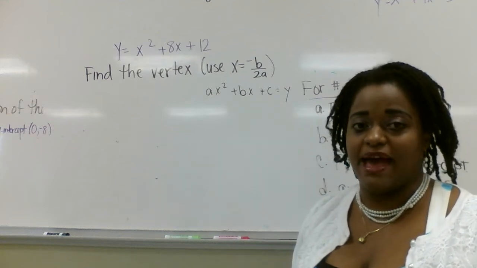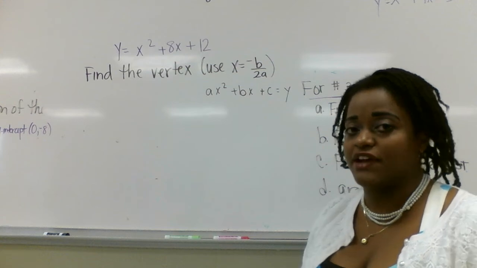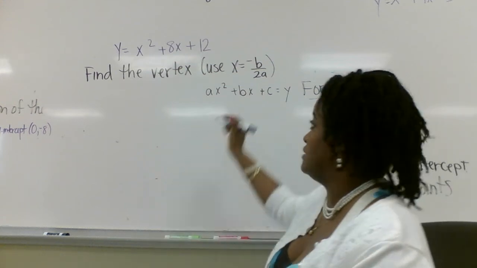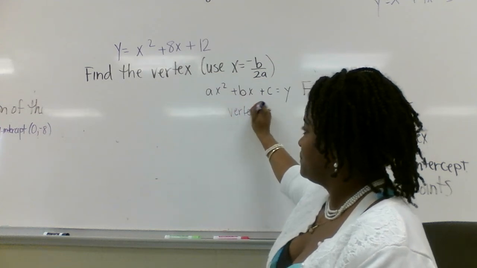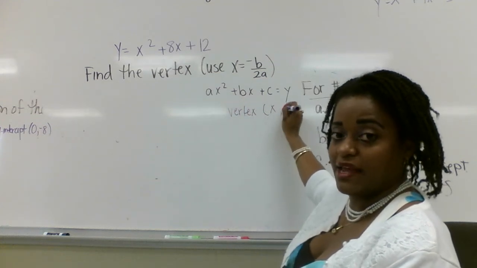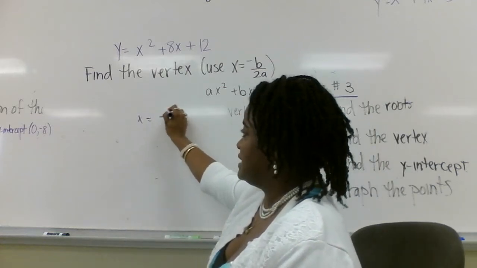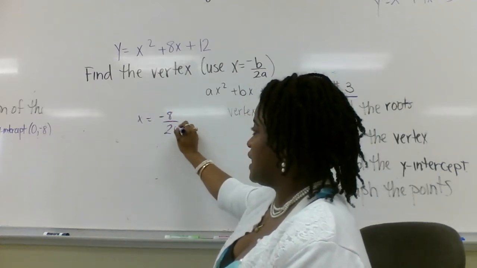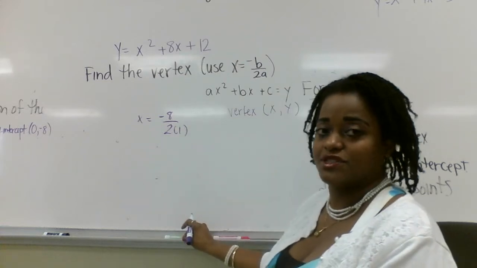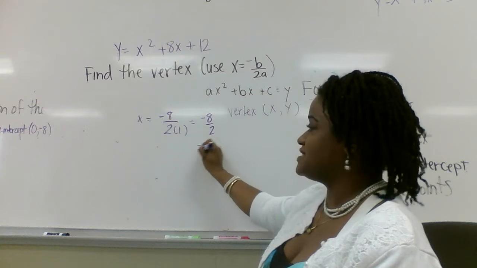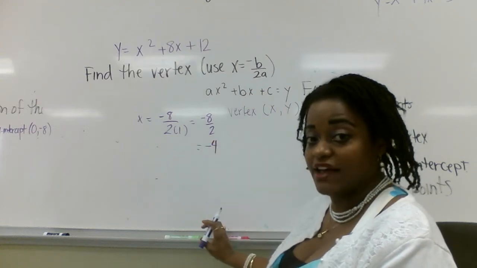So let's do some math. We're going to solve for the x value of the vertex. The vertex has to be an x and y, okay? The vertex is a point with an x number and a y number. So we're finding the x first. We do x equals negative 8 over 2 times 1. So negative 8 over 2 times 1, which is negative 8 over 2, which is negative 4.